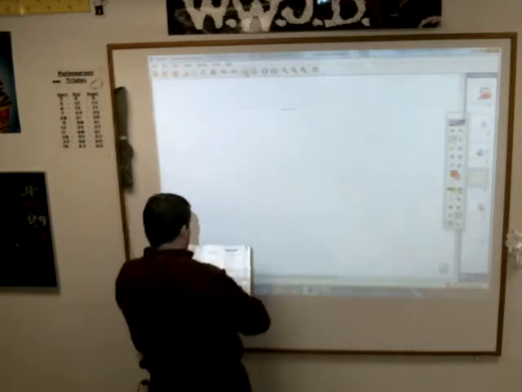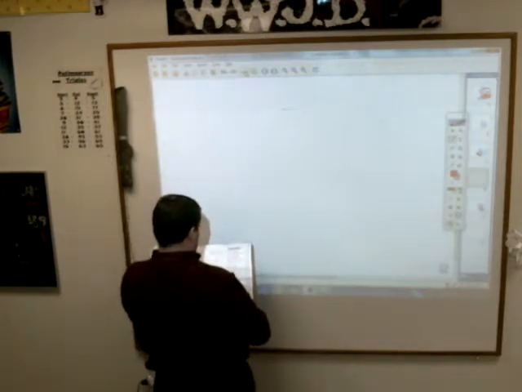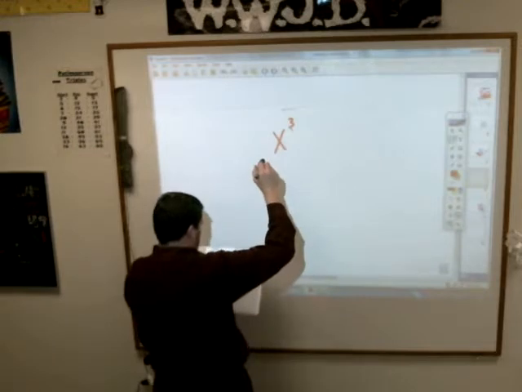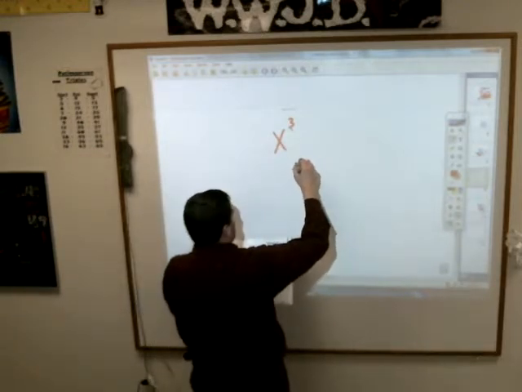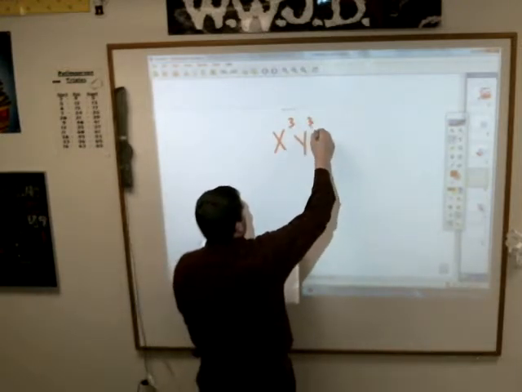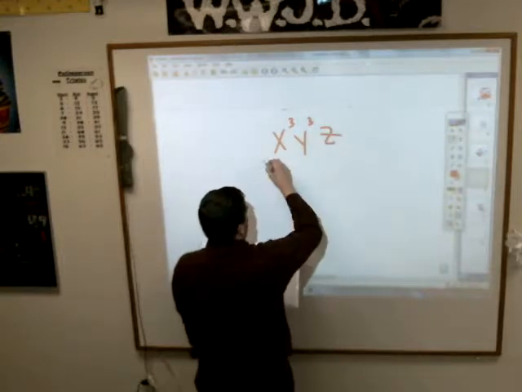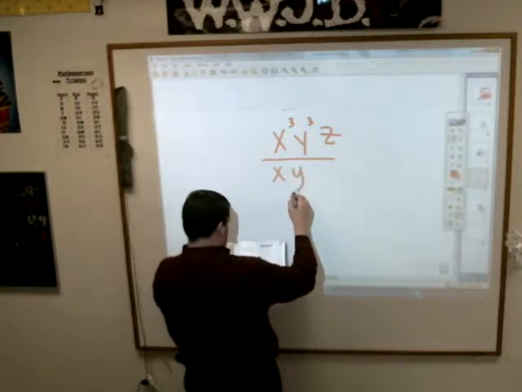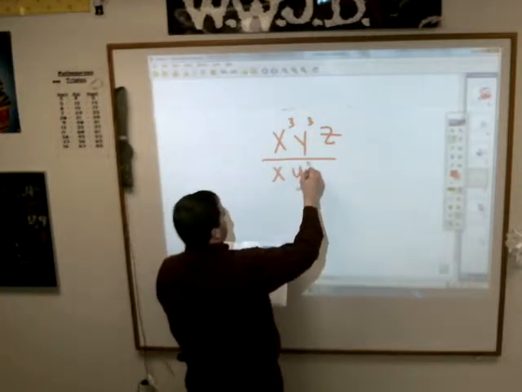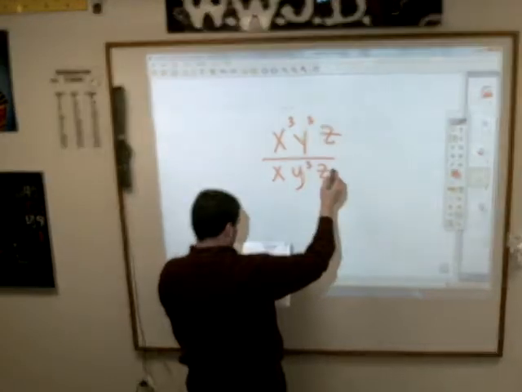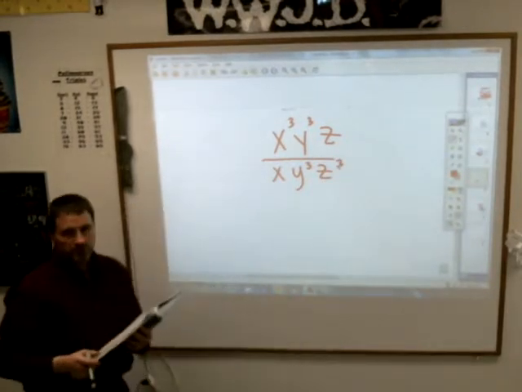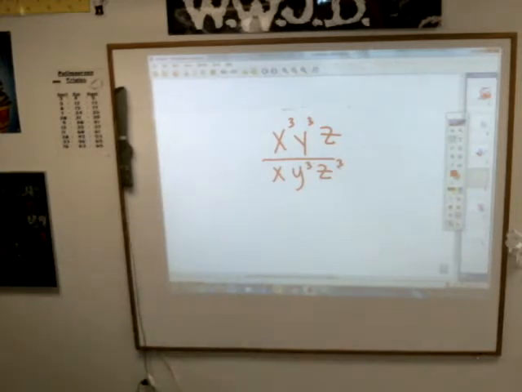I'm going to give you a second to try this one on your own. Unfortunately, it doesn't have negative exponents there. x to the third, y to the third, z over x, y to the third, z to the third. I'll give you a second, see if you can simplify that.